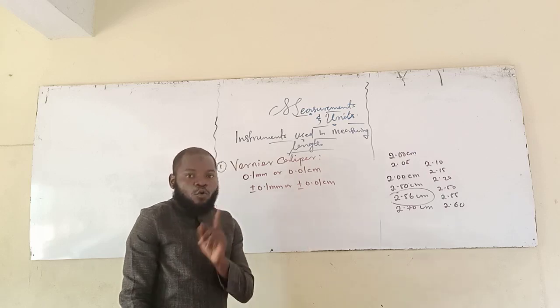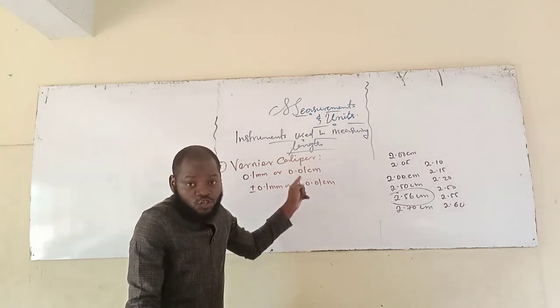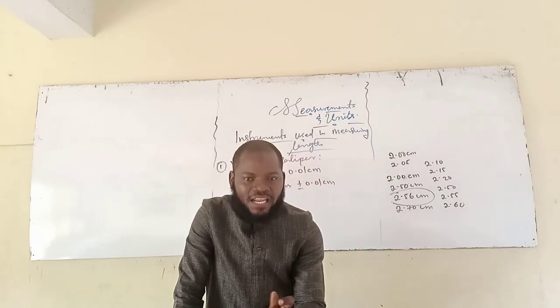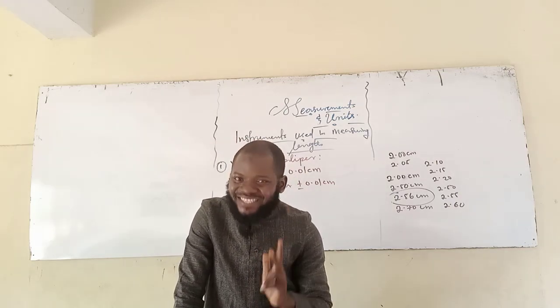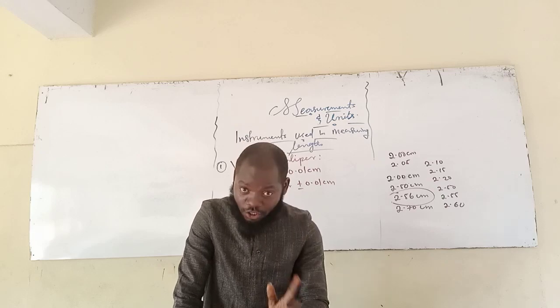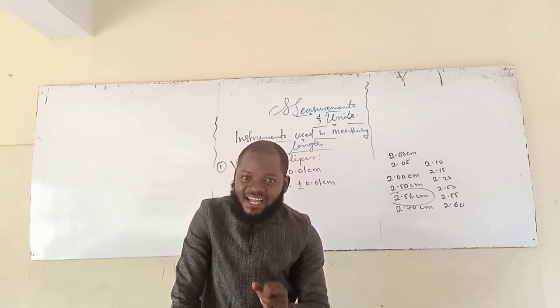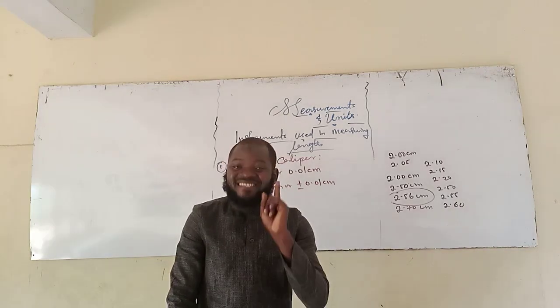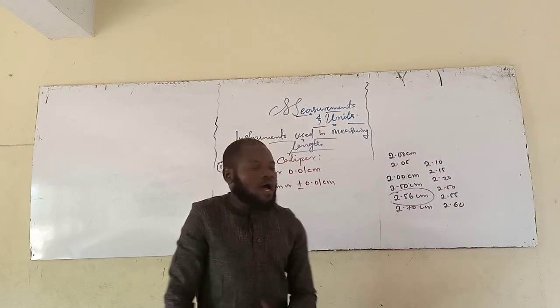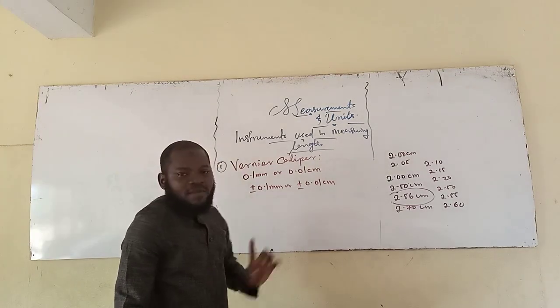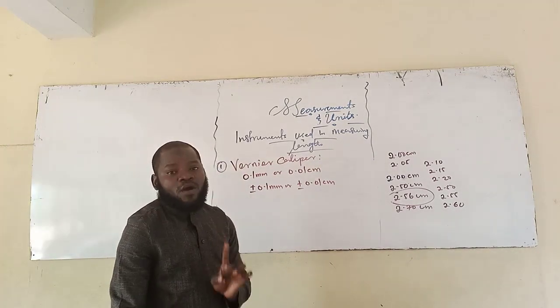Let me recall, before we go to the next one, what is this used for? It's used to measure internal and external diameter of round objects. That's the only thing we use it to measure. The reading accuracy is 0.1 millimeter or 0.01 centimeter. And the measuring accuracy, plus or minus 0.1 millimeter or plus or minus 0.01 centimeter.